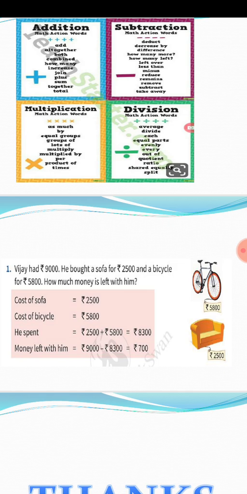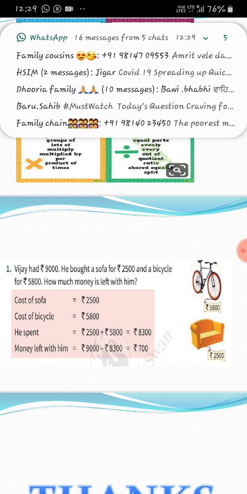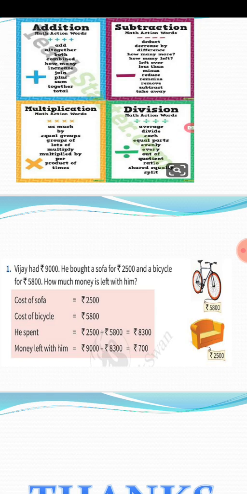So let us see. Cost of sofa is equal to 2500. Cost of bicycle is equal to 5800. I told you earlier also, whenever we are having any word problem related to money, simply frame a statement, cost of this, cost of this. Now, money he spent is equal to 2500 plus 5800, which gives us 8300. Now, money left with him is equal to 9000 minus 8300, that is 700. Solve these kinds of problems where word problem includes both addition and subtraction.